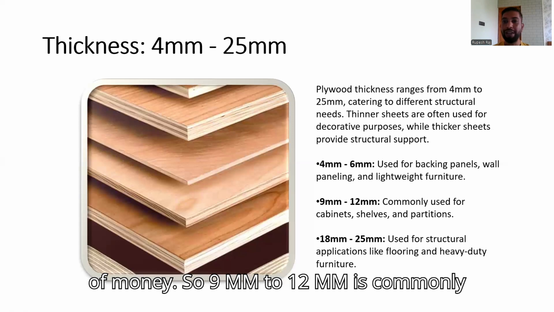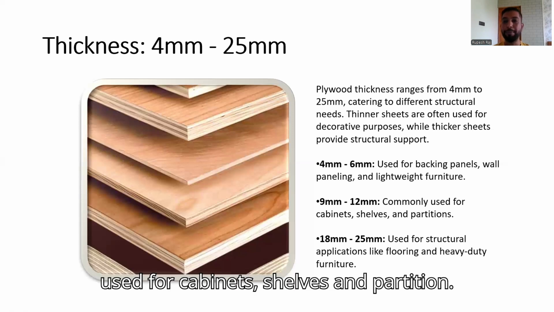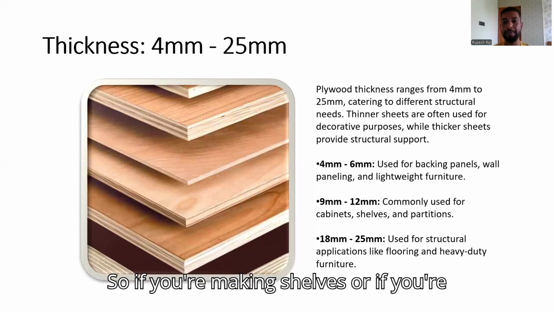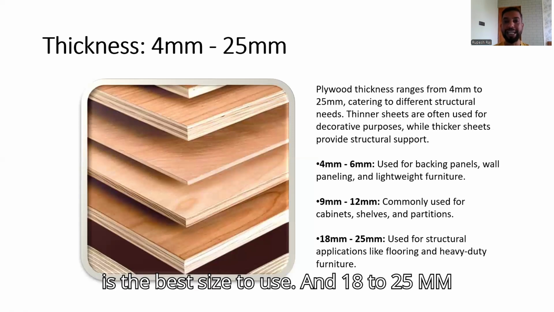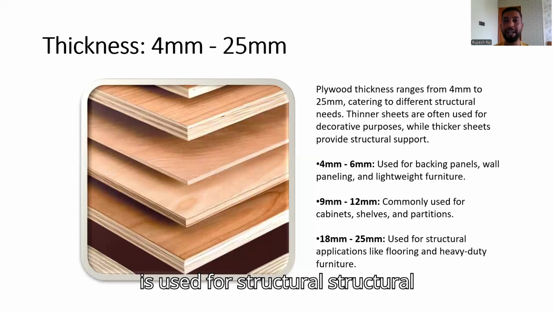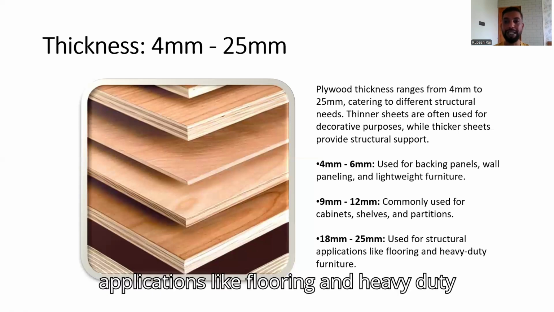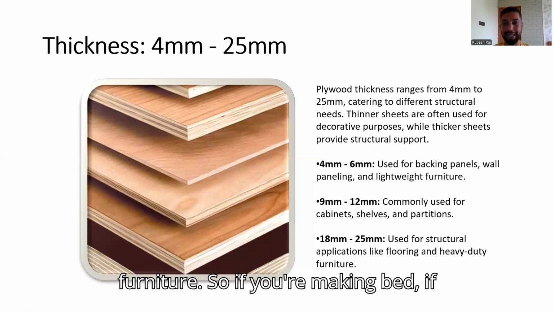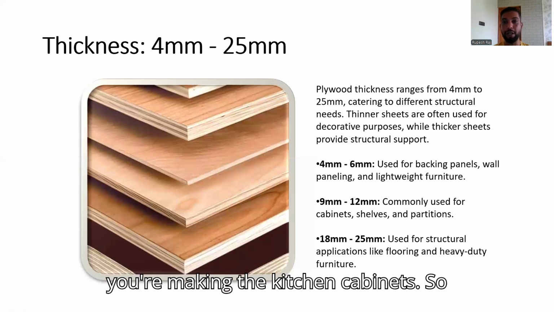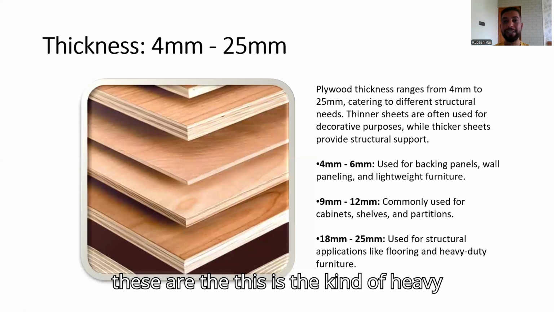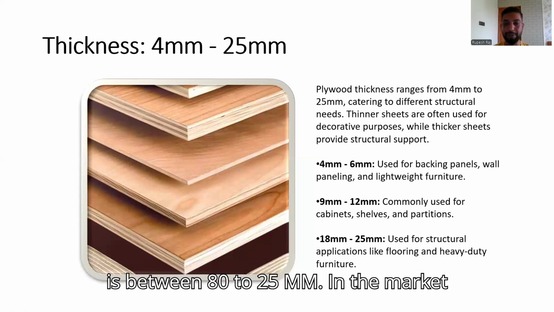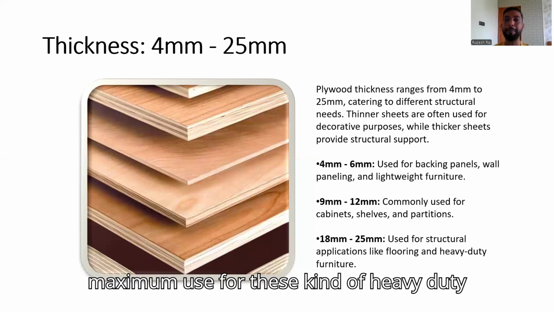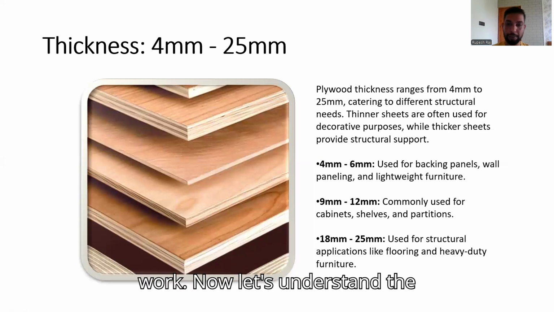So 9 to 12 is commonly used for cabinet shelves and partitions. If you're making shelves or cabinets or even partitions, this is the best size to use. And 18 to 25 is used for structural applications like flooring and heavy duty furniture. So if you're making a bed or kitchen cabinets, this is the kind of heavy duty material that you need to use, which is between 18 to 25. In the market, you'll find 18 and 19 which is maximum use for these kind of heavy duty work.